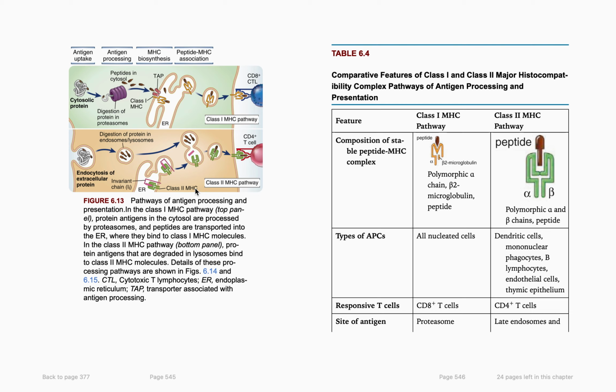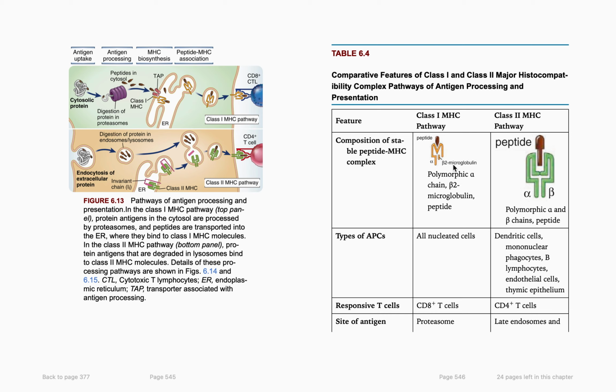This is the pathway that's happened. So, comparison features of class 1 and class 2 major histocompatibility complex pathway of the antigen processing and presentation. Feature: class 1 pathway, class 2 pathway. Feature: composition of a stable peptide MHC complex. Here the pathway for class 1 is peptide.